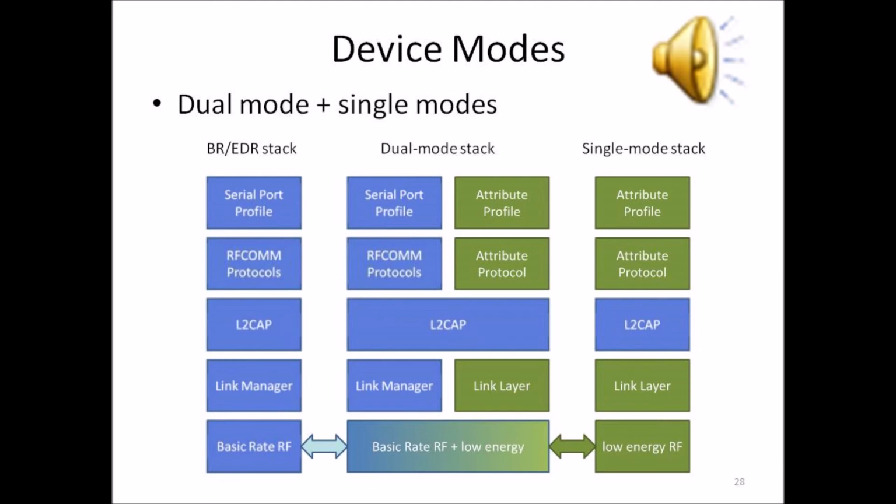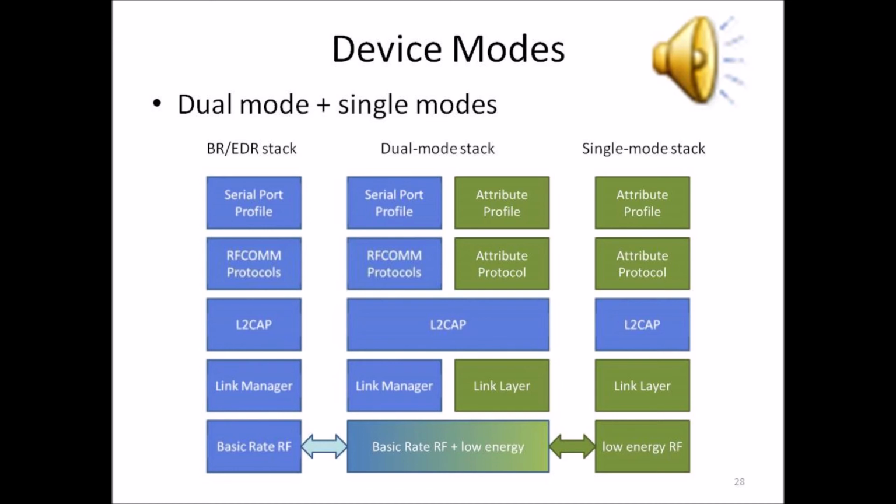The slide gives an idea about the protocol stacks when considering the dual mode and single mode. So you can have these green boxes which are available in the single mode stack. They are replicated in the dual mode stack, which means dual mode supports your single mode low energy plus your basic RF model. So those blue boxes are your basic rate RF. Along with that, it supports your basic low energy. So dual mode supports both.